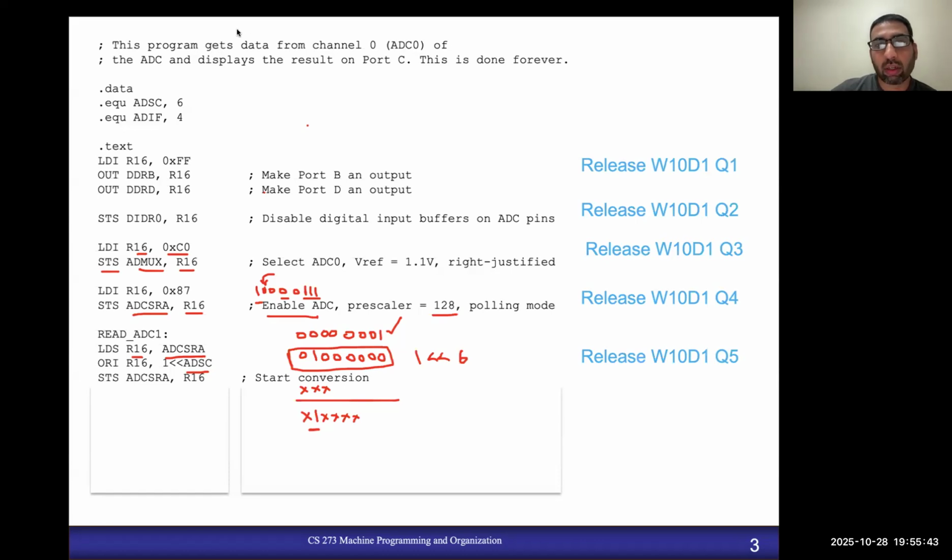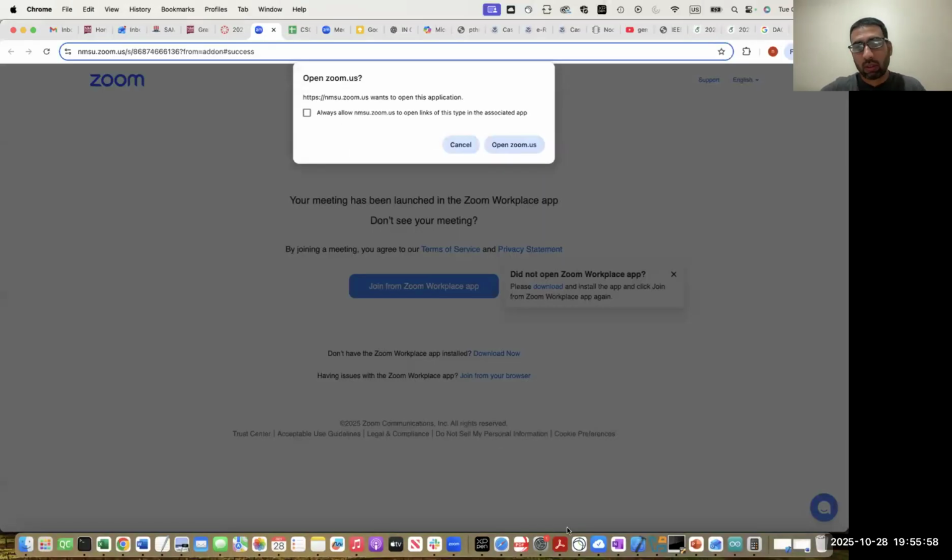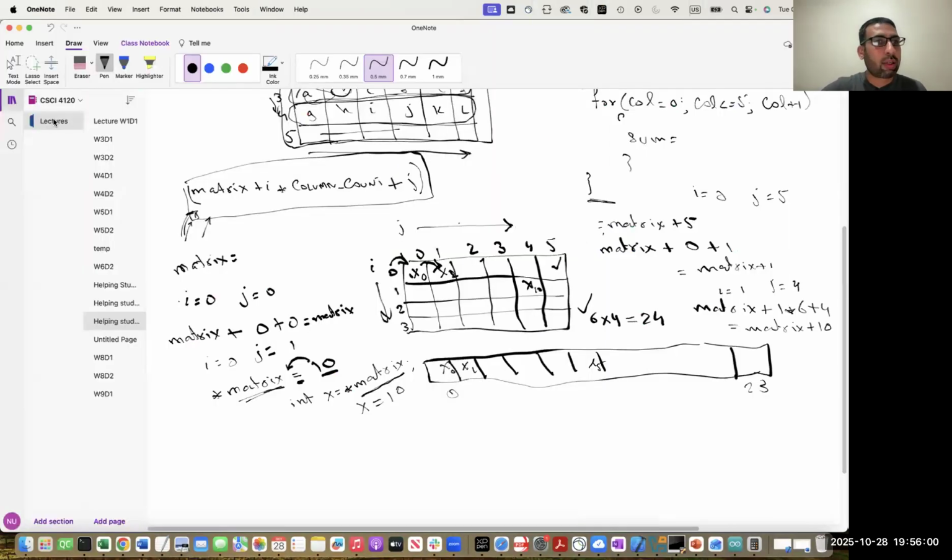I don't understand. Okay. If you don't understand, then let me go to OneNote. What is the less than symbol for? Okay, I will explain. Wait. Let me go to OneNote.